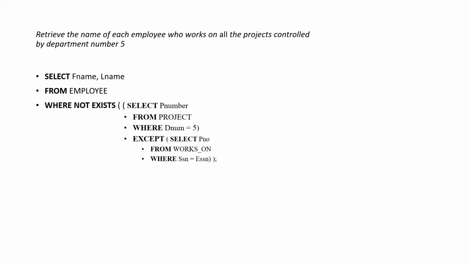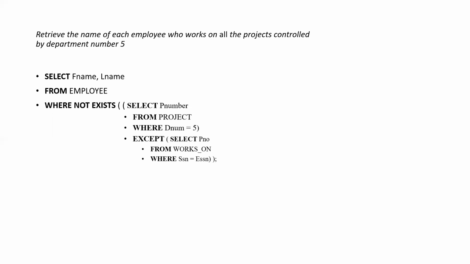Then this EXCEPT, that means this minus clause in SQL is used as a set difference. This minus select project number from works on where SSN equals ESSN. That means this second subquery retrieves the project numbers in which a person is working.